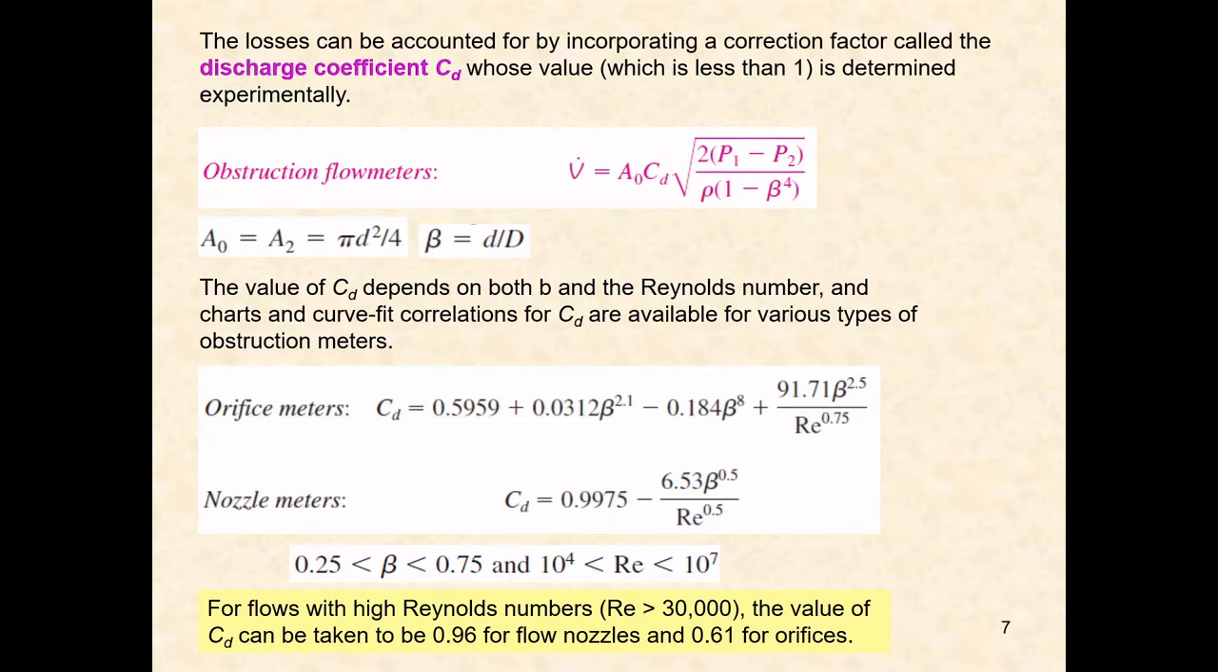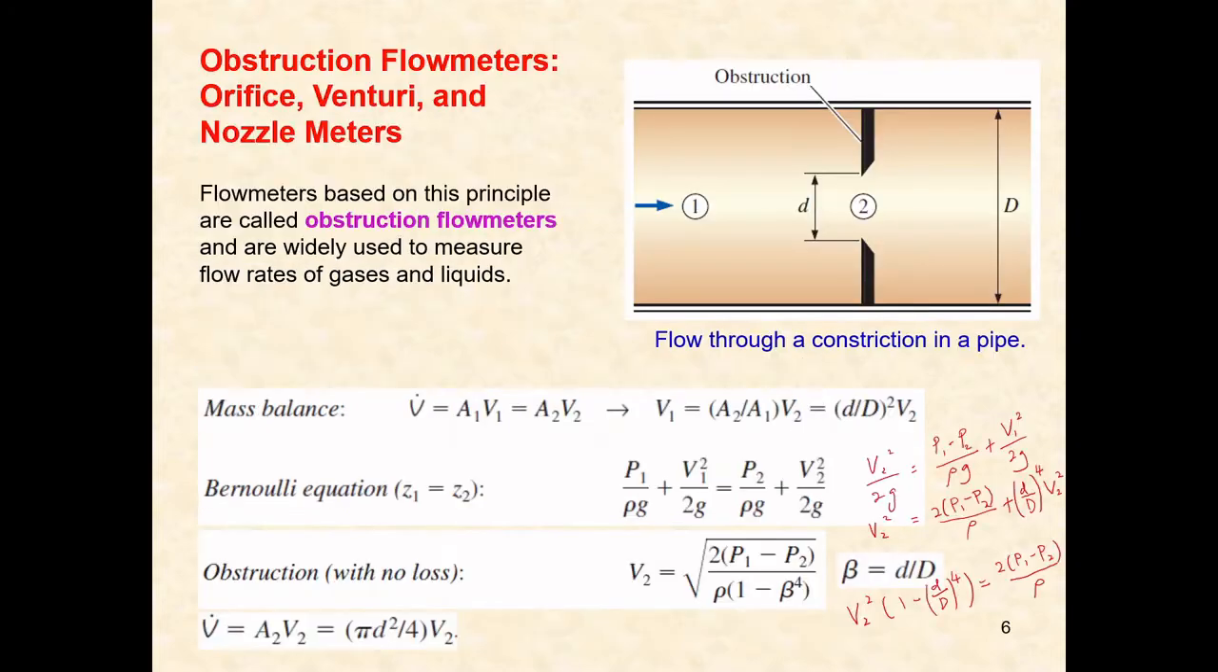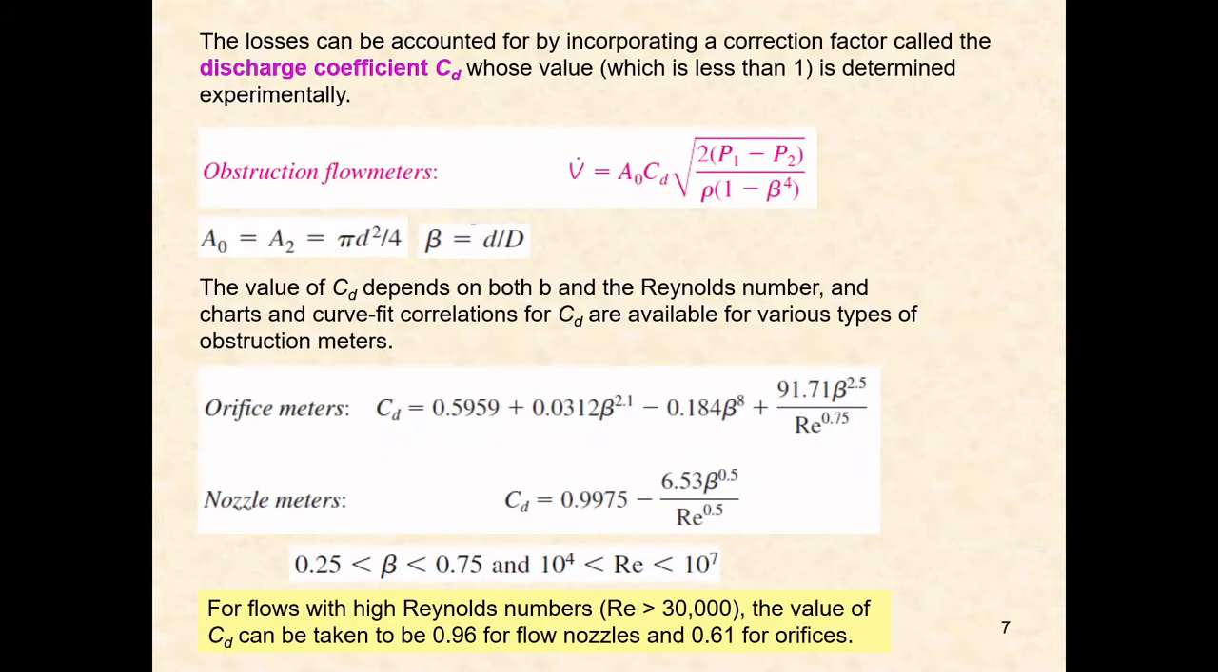The A0 is actually equal to A2, pi d squared over 4. So here is pi d squared over 4, which is A2 actually. We wrote that here as A0, but it is still A2, and beta here is small d over big D. The value of CD depends on both the beta and the Reynolds number.